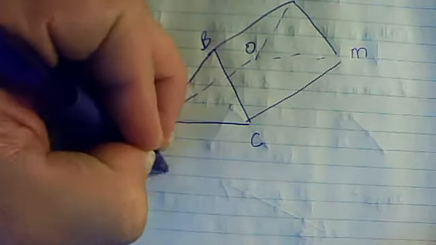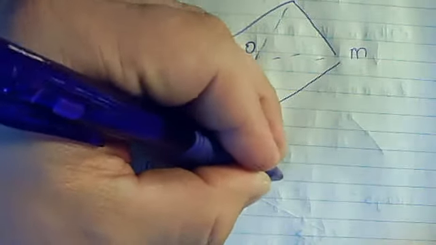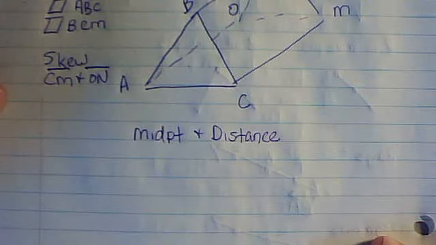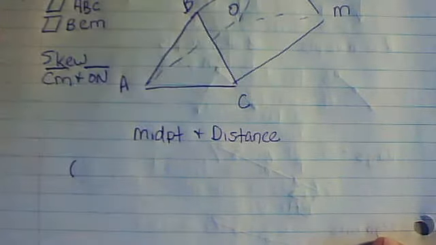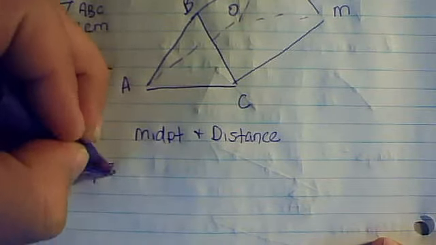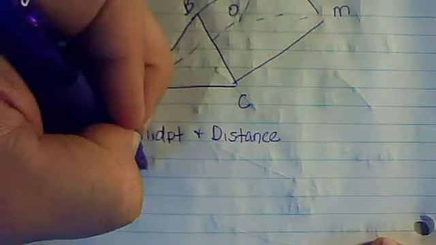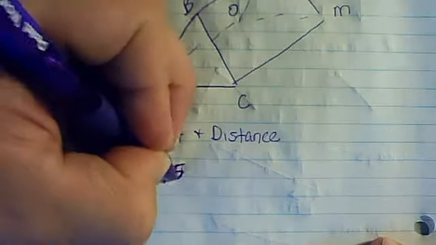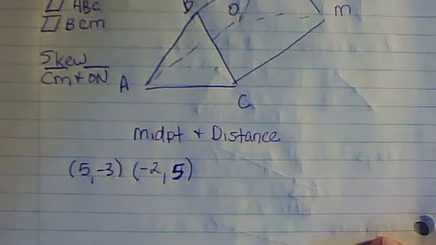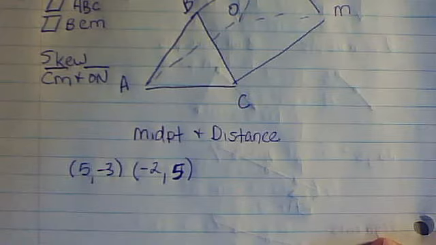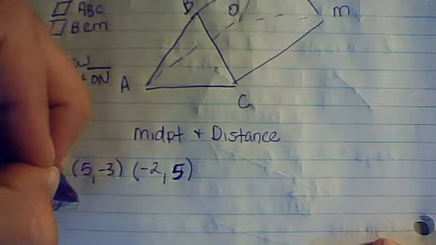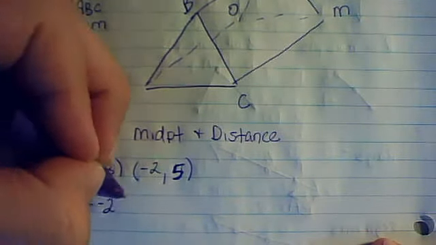But for on level, remember from midpoint and distance, we're taking two coordinates and finding their middle point and then the distance between the two. So if I have a coordinate at 5, -3, and another coordinate at -2, positive 5, in order to find the midpoint, I'm going to go through 4 steps. Step 1 is to add my x values together. 5 plus -2.